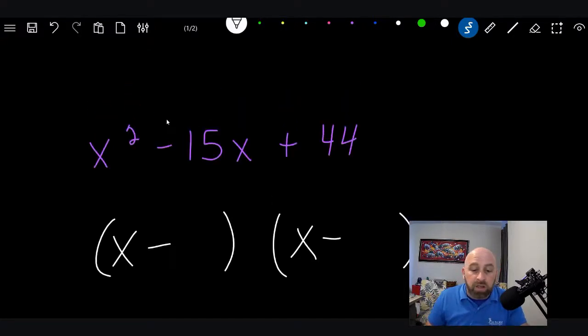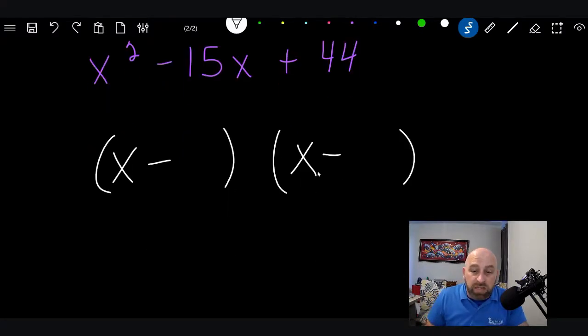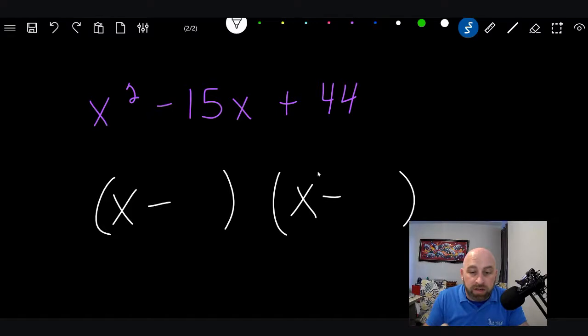And you might not believe me because you might say, but Mr. Steve, that's a positive. How do we get a negative, negative? Just trust me, okay? I know what I'm doing. I've done this before. So we'll look at it in just a second. We'll see how we knew that it was going to be a negative, negative.